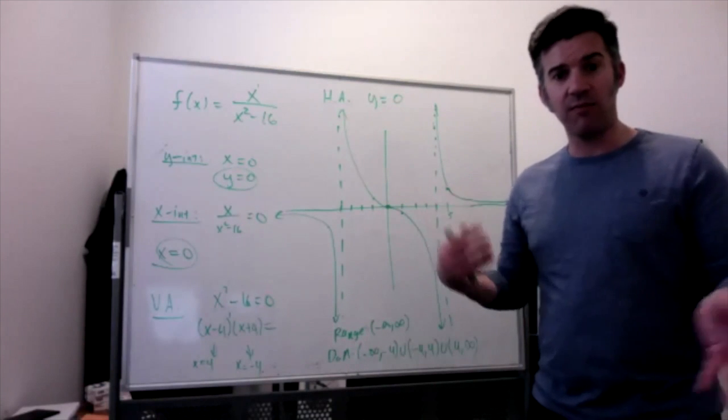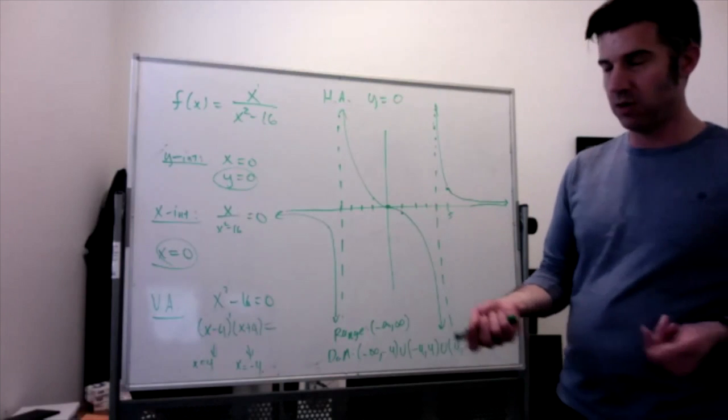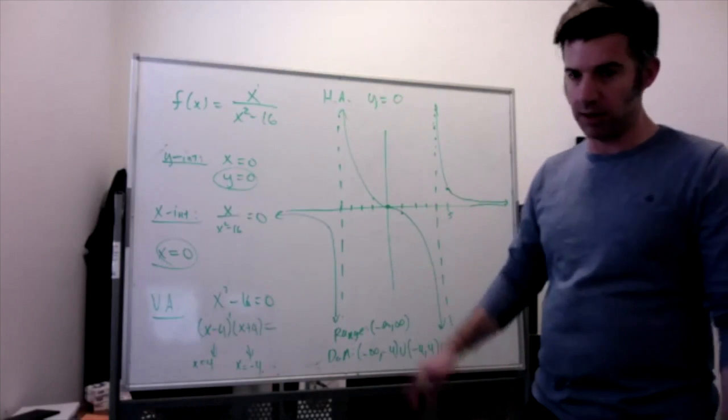A lot of the time, having a number that's not in the domain means it's going to correspond to a vertical asymptote, but not always necessarily. But usually in this class.